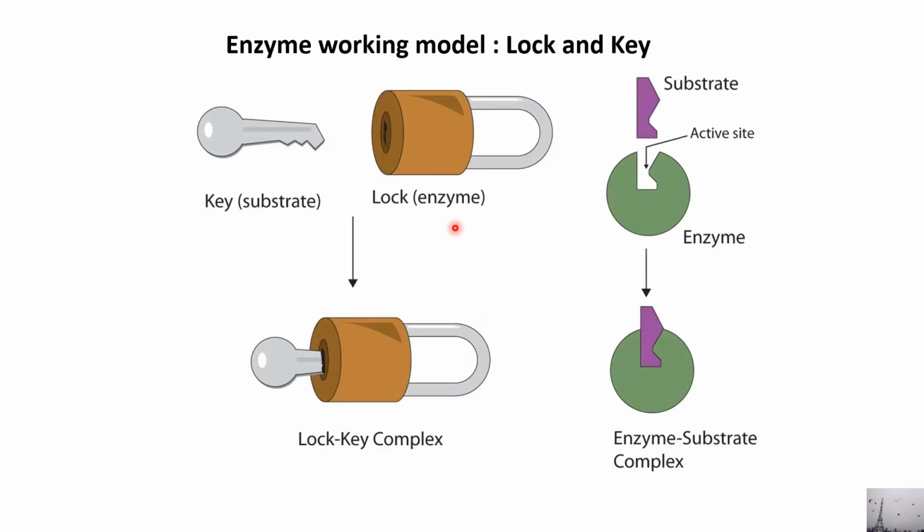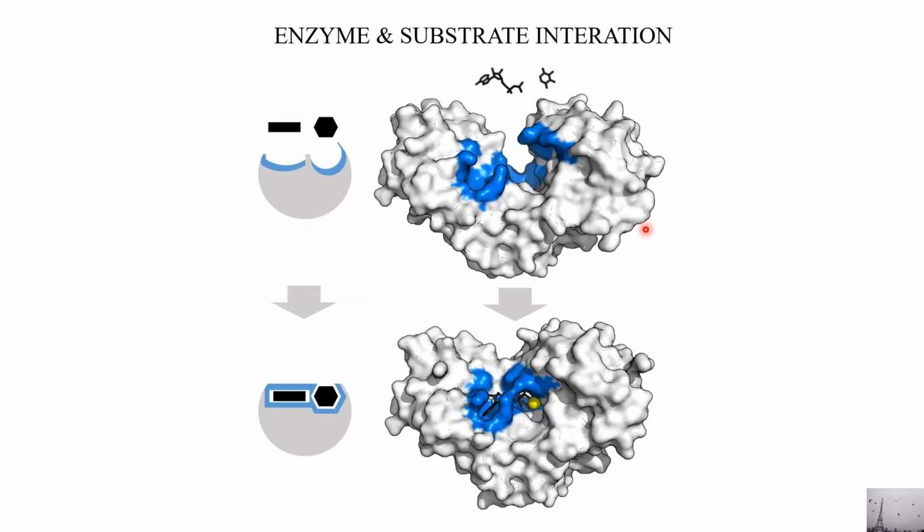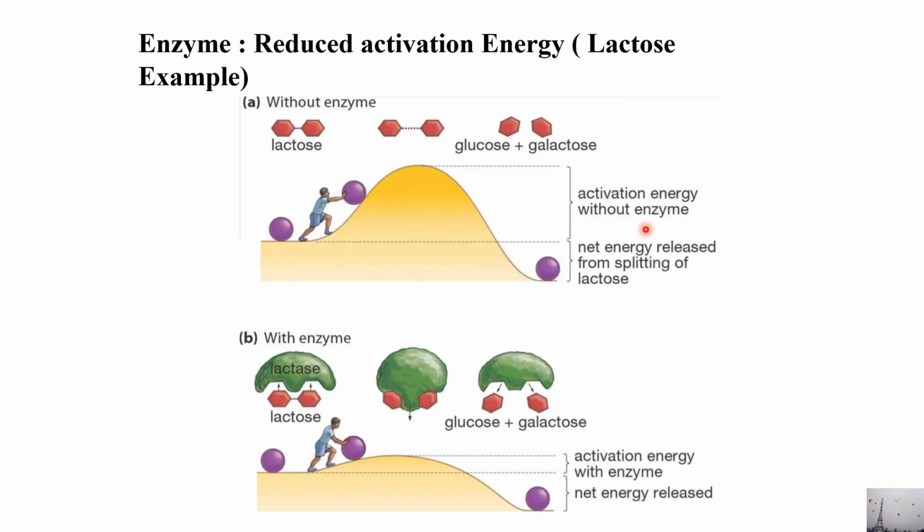This is a visual representation of the lock and key model. The key is the substrate, the lock is the enzyme, and the hole is the active site. This is the working model of the lock and key model. This we have already talked about. This is basically lowering the activation energy of the reaction by adding enzymes.